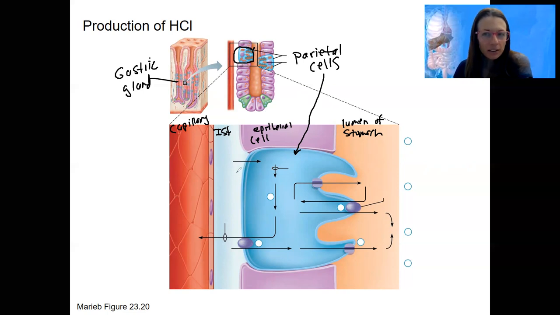So we need to make HCl. Why do I have a capillary here? Coming from the capillary is CO2. CO2 is going to enter the cell and combine with water. You've seen this before. What enzyme converts this to this temporary molecule and then bicarbonate with a hydrogen ion? What enzyme does this? We've seen this in the respiratory system, right? This is carbonic anhydrase.